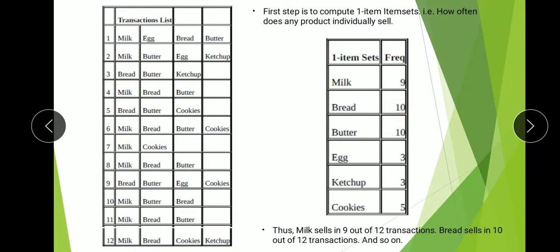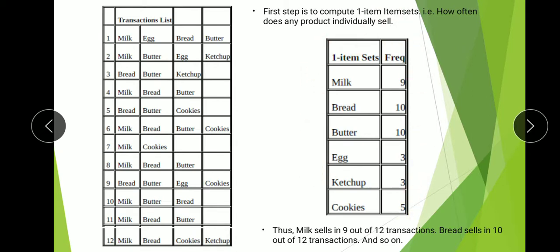Then butter. Similarly for butter, egg, ketchup, cookies, for all the products we need to find the frequency individually. Okay, so at the end we get this table.